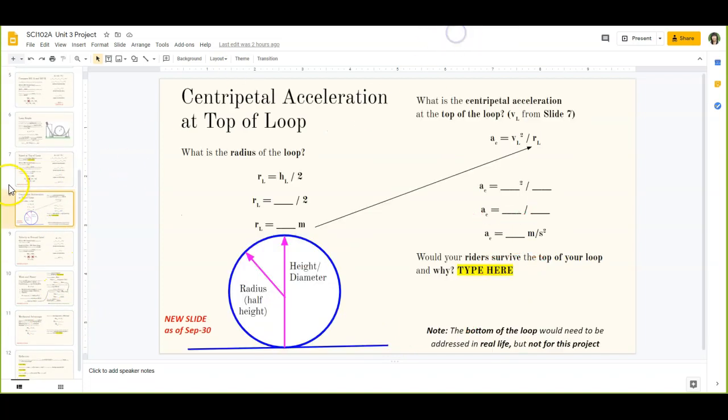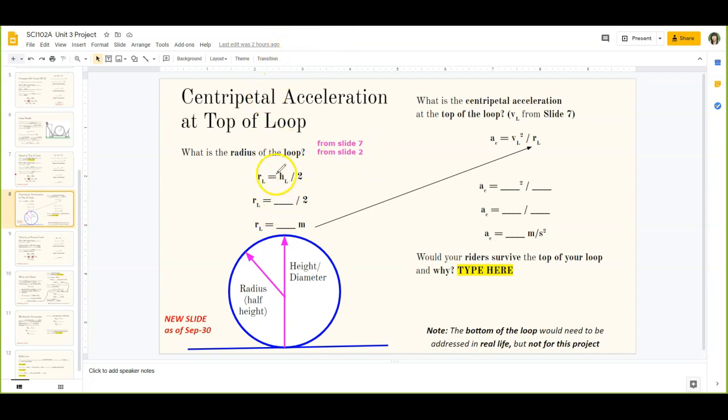All right, taking a look at slide number 8, this is where we're going to look at the centripetal acceleration at the top of the loop. So what we need to do is, again, you chose the height of your loop. You can find that in 2 places: on slide 7 or on slide 2. Remember, both of those should have the same answer. Again, I did update slide 2, so make sure you also update slide 2 if you already had the original presentation. So what is the radius of the loop?